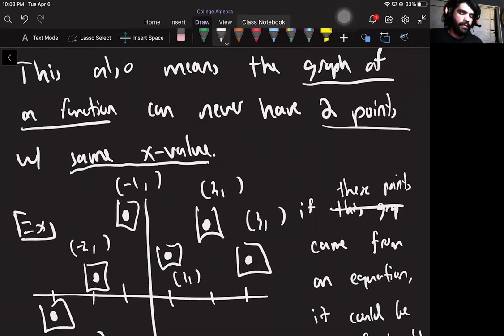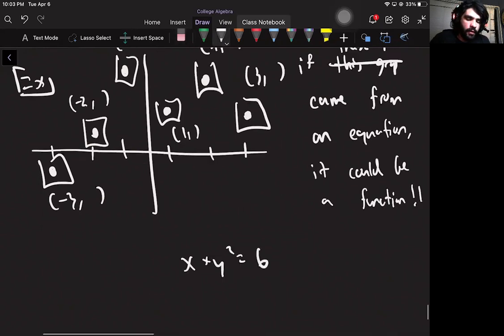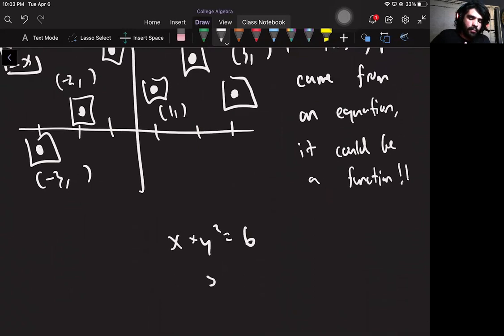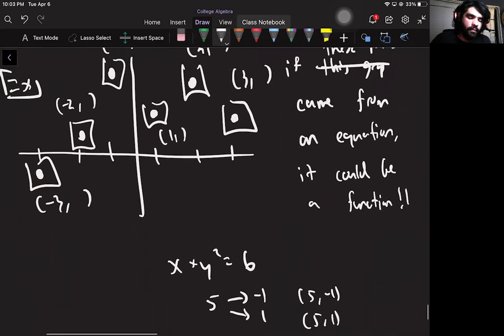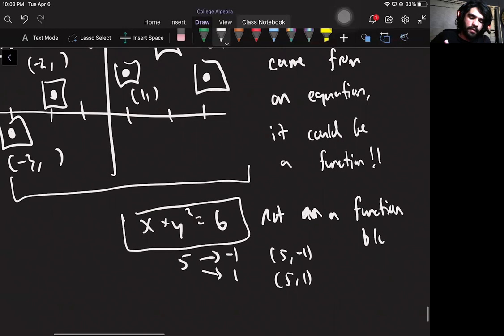And they do not. So what that means is there's been no situation where, like we saw with x plus y squared equals 6 a long time ago, there's no situation like over here where 5 got turned into two different things. That is not happening here. So we're good to go. This could be a function. Whereas this is most definitely not a function because of this exact situation here.